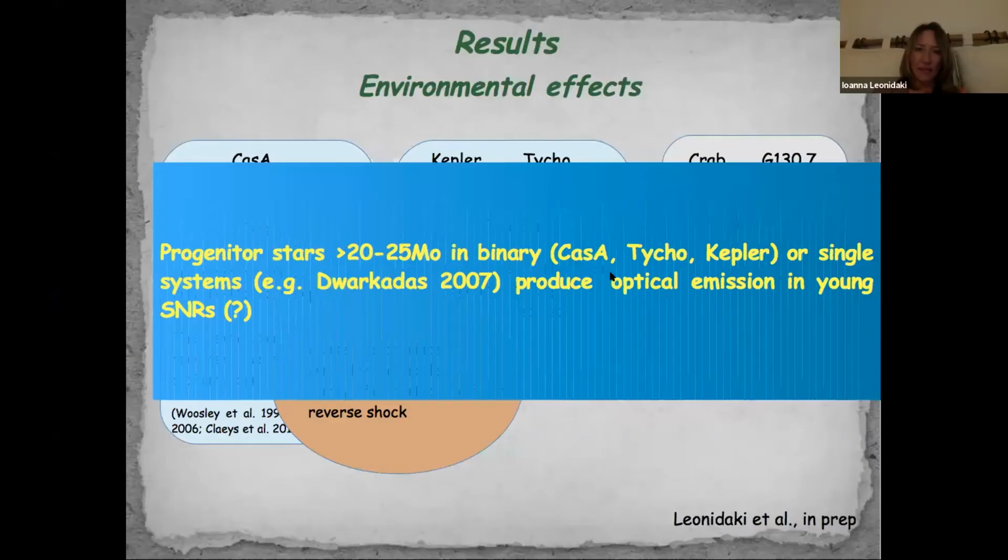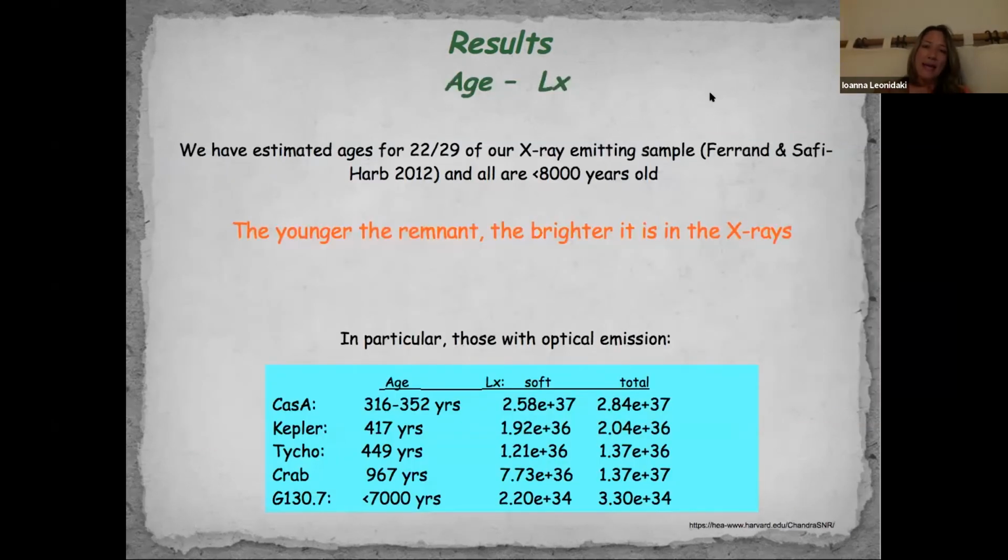Okay, so we left here. These 5 objects probably give optical emission because, let me put it another way, although we don't expect young SNRs to emit in the optical, maybe cases with single stars or binary systems with progenitor stars with masses larger than 20 or 25 solar masses may produce optical emission, because the reverse shock is formed earlier than expected.